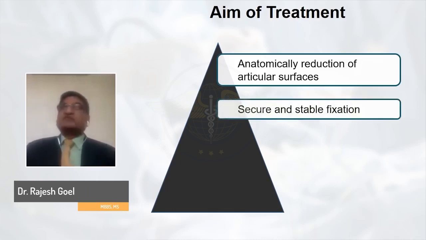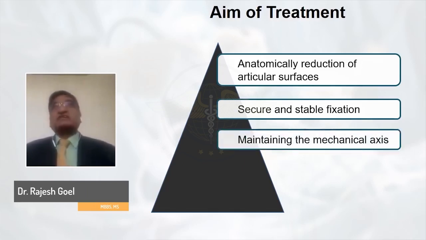Secure and stable fixation should be there, so that we can go for early mobilization exercises. If the stable fixation is not secure, it will lead to loosening of the plates and screws, and redisplacement of the fragments. Maintaining the mechanical axis is very important. If the fixation is in varus or valgus, it will lead to osteoarthrosis, and the patient will have difficulty in walking.